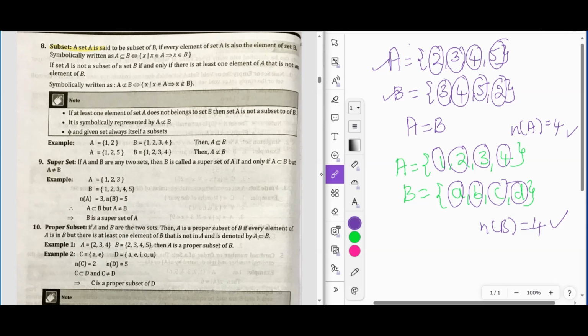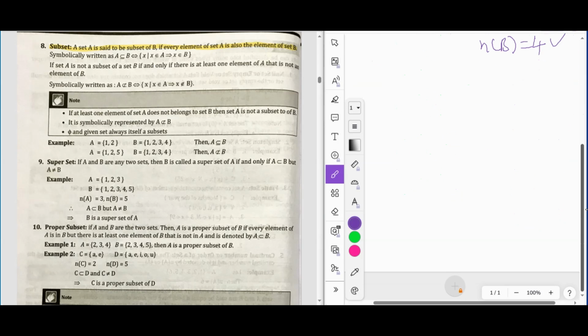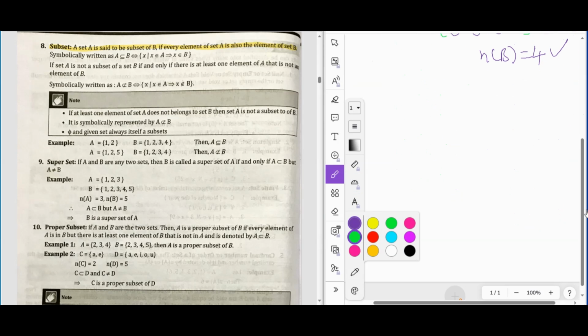A set A is said to be a subset of B if every element of A is also an element of the set B. That is, if you make any set from the given set, it is called a subset.